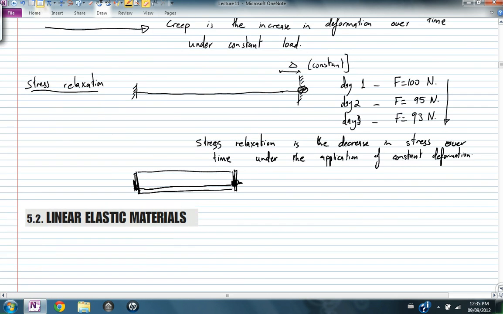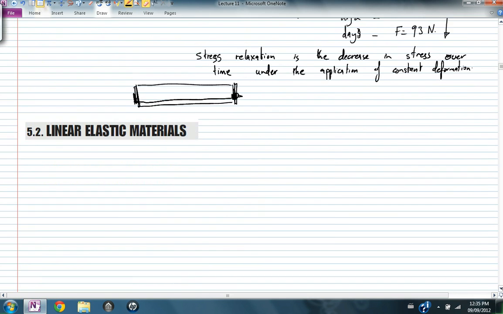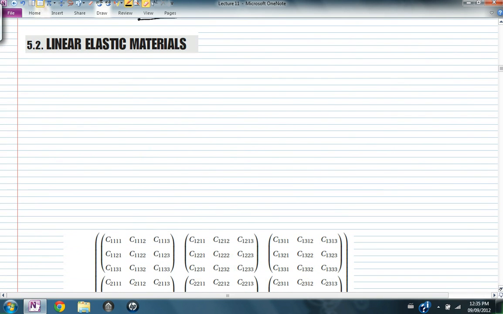So linearity means the following: that if variable y is related linearly to variable x, that means y is equal to a constant multiplied by x. So this is a linear relationship between y and x.